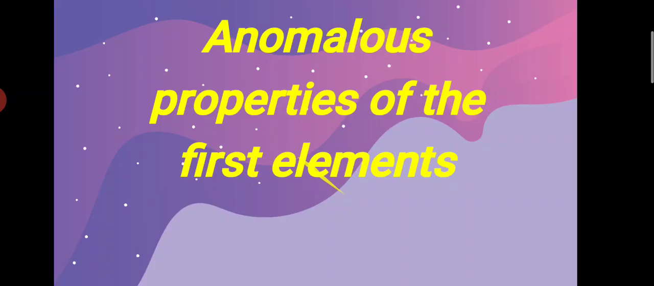Is it clear? Next we are going to see the anomalous properties of the first elements of the p block groups. Now what does anomalous mean? Anomalous means deviating from a certain constant property. All the elements follow a certain kind of property, and if any one particular element is showing some changes, then we call it deviating, or anomalous.